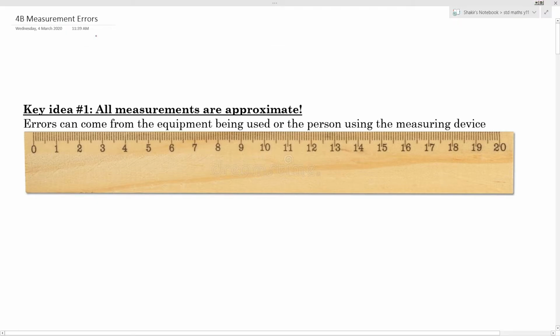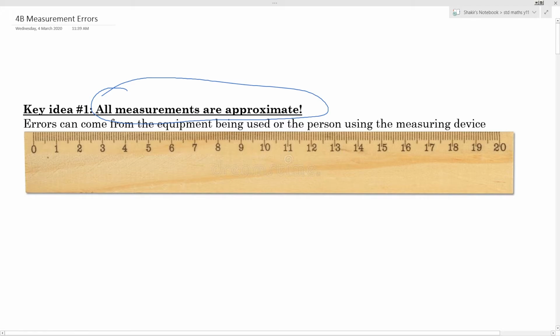Every measurement, like if you weigh yourself or if you use a ruler, anything at all, every measurement is an approximation. All measurements are approximates. Now, the error can come from the equipment being used or the person using the measuring device. So maybe it's a human error, or perhaps it's an error of the equipment being used.